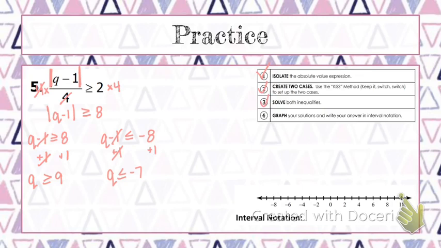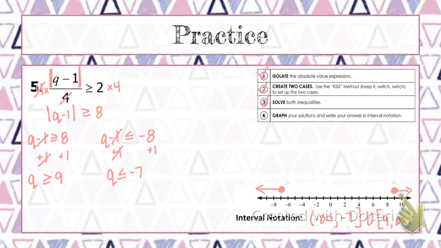So q is greater than or equal to 9. So since it can be equal to, we fill the circle in. And then it's less than or equal to negative 7. So negative 7 and to the left. And then again, our interval notation is negative infinity to negative 7 with a bracket in union with bracket 9 to positive infinity. Whoa, that's sloppy. Let's try that again. There you go.